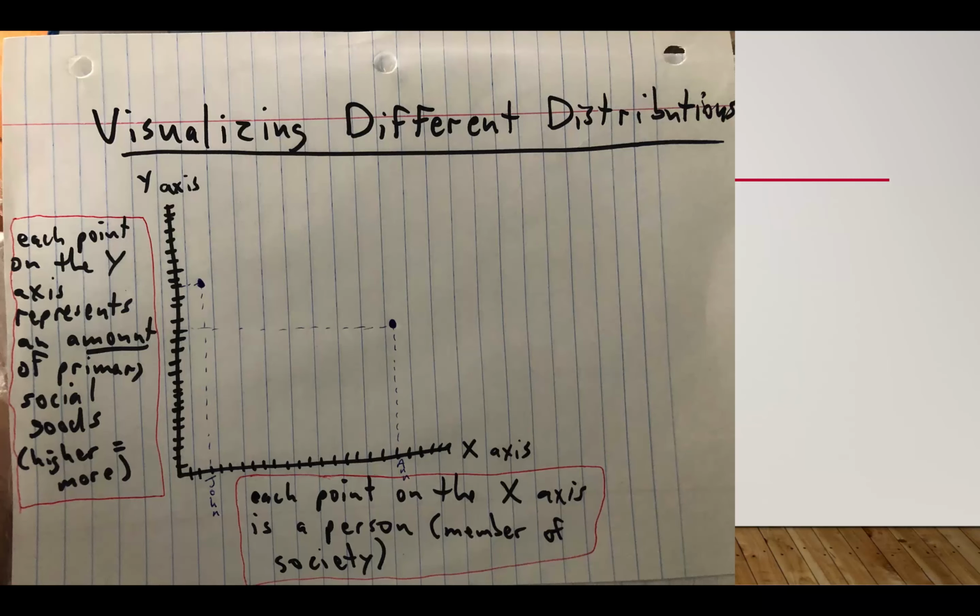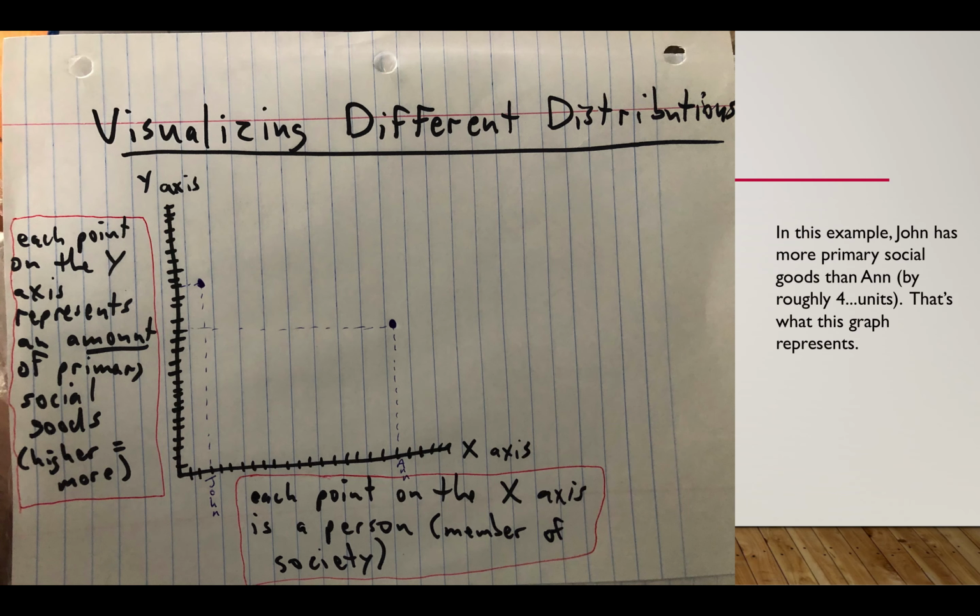So here's how this works more specifically. Consider John and Anne, just two random people that I've now labeled on the x-axis. What the points on the graph represent are the amount of primary social goods that John and Anne have, respectively. In this example, John has more primary social goods than Anne by 4 units. What are these units? Don't worry about it, but they represent more or less primary social goods had by the person at that point on the x-axis.